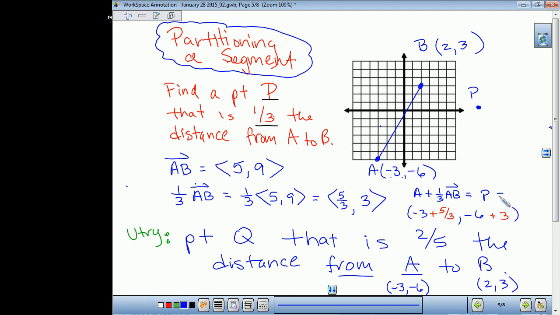Okay, so that's all we have to do. So point P should be the point -3 plus, isn't -3 the same as -9/3? So that would be -4/3, -3.